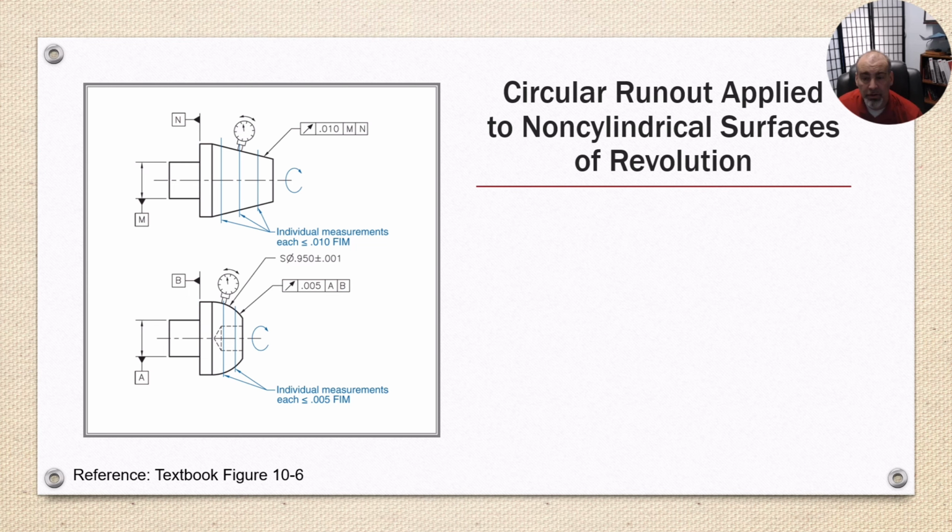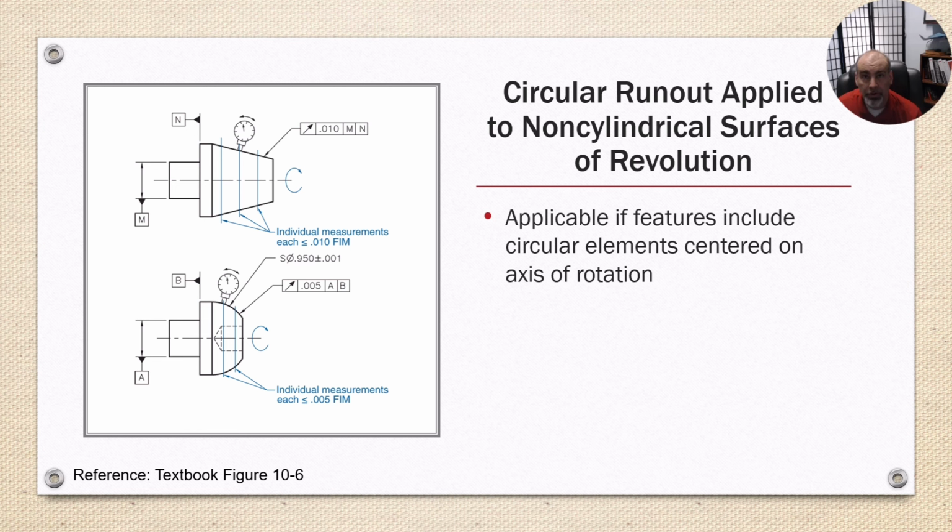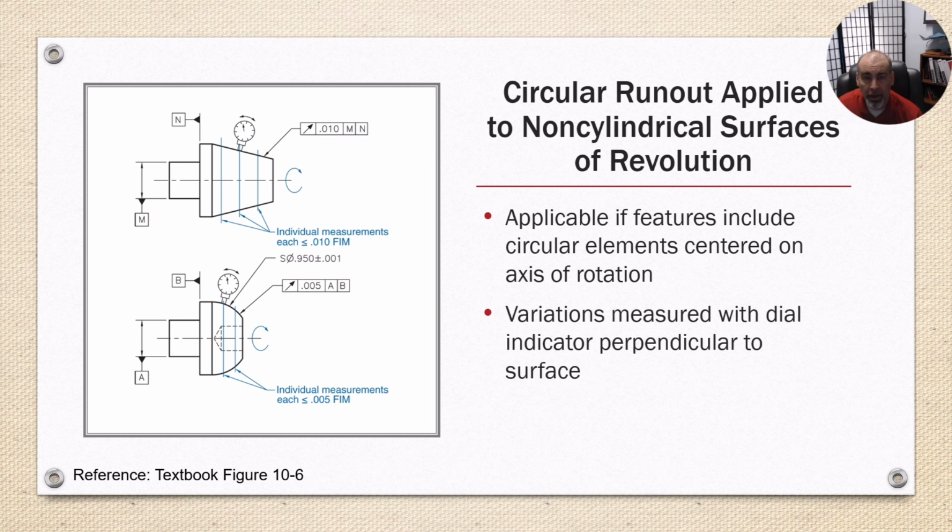Circular runout applied to a non-cylindrical surface of revolution. It's applicable if the feature includes circular elements centered on an axis of rotation and variations are measured with a dial indicator perpendicular to the surface you're measuring. So we have a cone and a semi-spherical shape. You have to mount the indicator, you need a lathe or a device that can spin the part, and then you take your indicator reading at individual points.